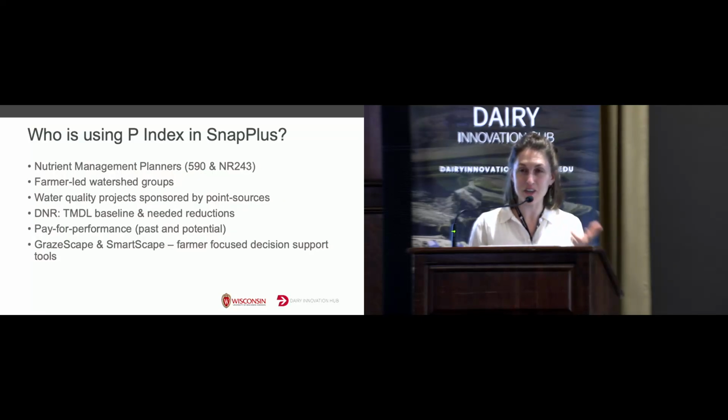After giving these phosphorus index examples, I want to expand our list of who uses this phosphorus index specifically in SnapPlus. It's an important part of nutrient management planning, as in writing a nutrient management plan, but we're also seeing farmer-led watershed groups and water quality projects that might be pursuing water quality trading using this. The DNR's TMDL program uses the phosphorus index, and then there are some other examples of pay-for-performance research projects and decision support tools like Grayscape and SmartScape, which are also projects at UW-Madison. So this tool, because of its ability to incorporate management information that's field-specific and to track these different impacts of management on phosphorus loss, has utility for more than just writing nutrient management plans.